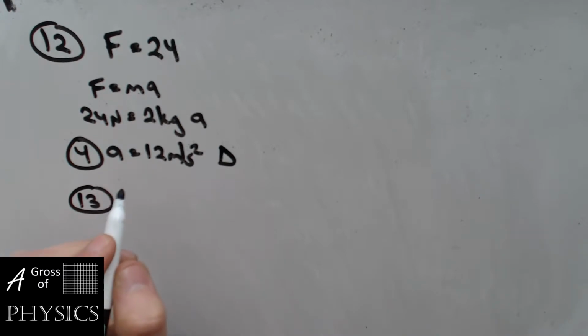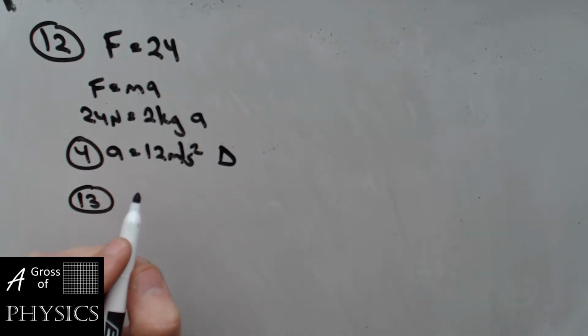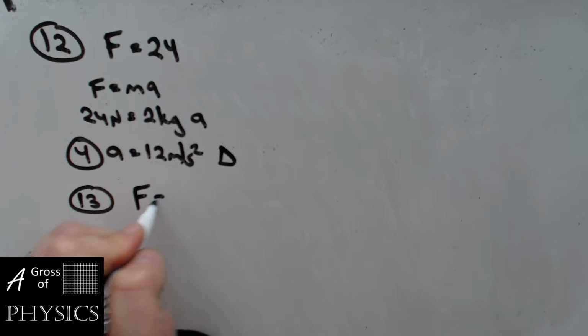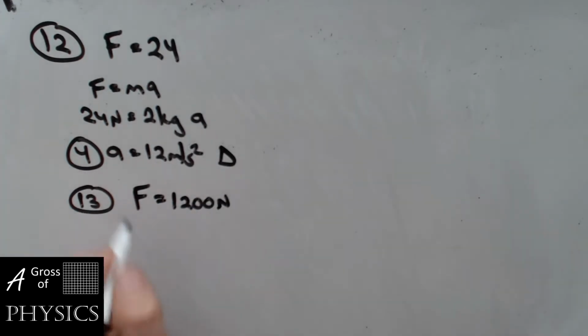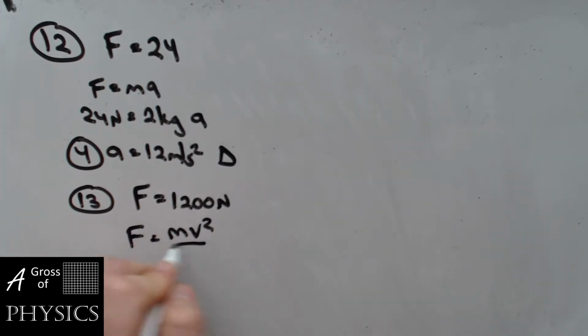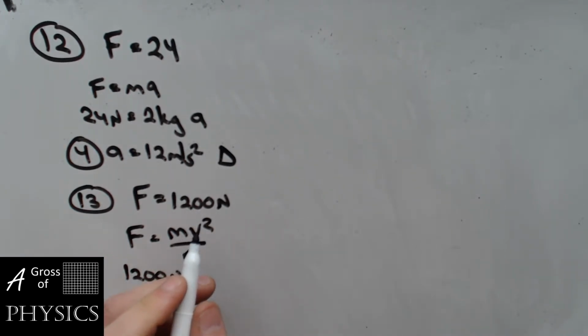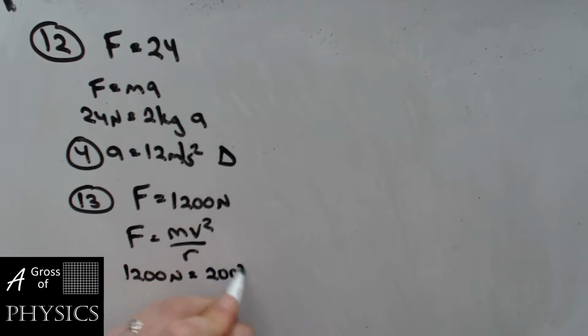13. Go-karts traveling around a flat horizontal circular track. What is the maximum speed the cart can go without sliding? All right. Magnitude of the maximum force is 1,200 newtons, it says. So F equals mv squared over r, 1,200. Mass is 200. V squared over 25. We solve for V.